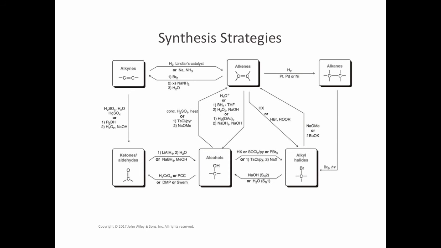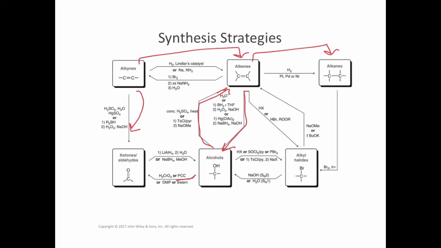This is a large overview of several synthesis strategies, looking at a lot of different reactions you've learned. So you can take an alkyne to a ketone or an aldehyde. That's a reaction from last semester. You can convert alkynes to alkenes using reactions from last semester, alkenes to alkanes using reactions from last semester, alkenes to alcohols using reactions from last semester, alcohols to alkenes using reactions from last semester. And then here are some new ones.